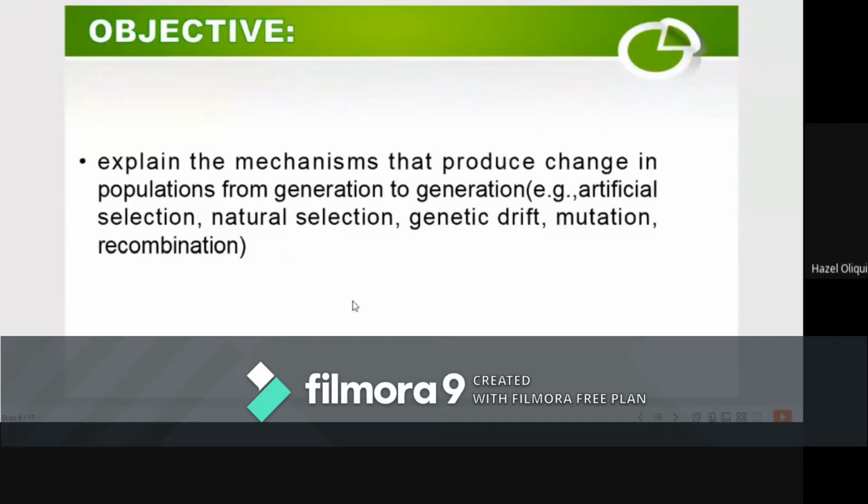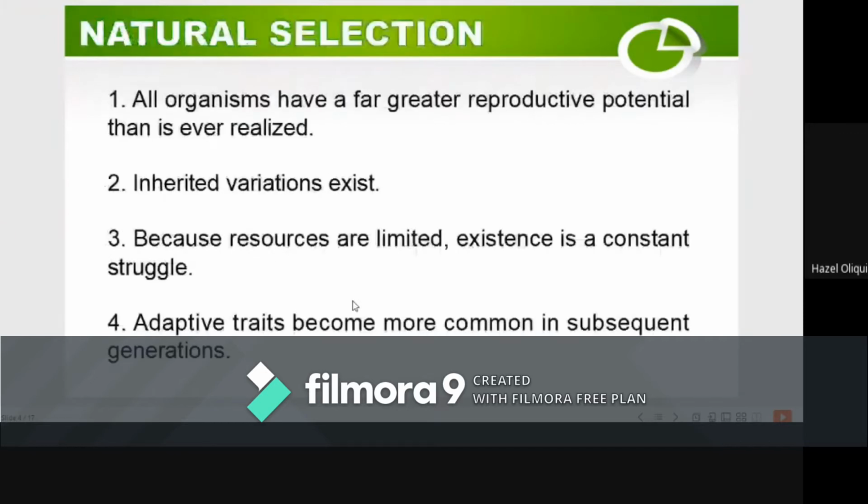Specifically, this aims to explain the mechanisms that produce change in populations from generation to generation, such as artificial selection, natural selection, genetic drift, mutation, and sexual recombination. It was in 1859 that Darwin's book on the origin of species by means of natural selection was published. The theory of natural selection was Charles Darwin's explanation of how evolution happens.